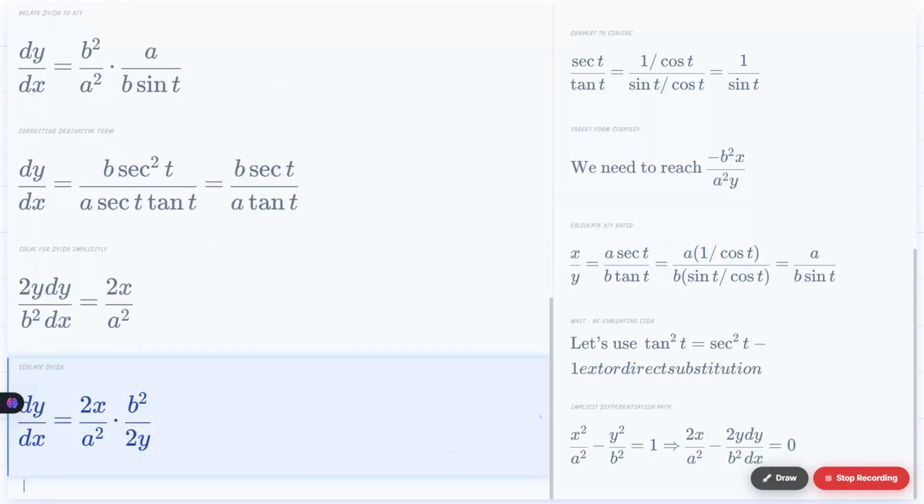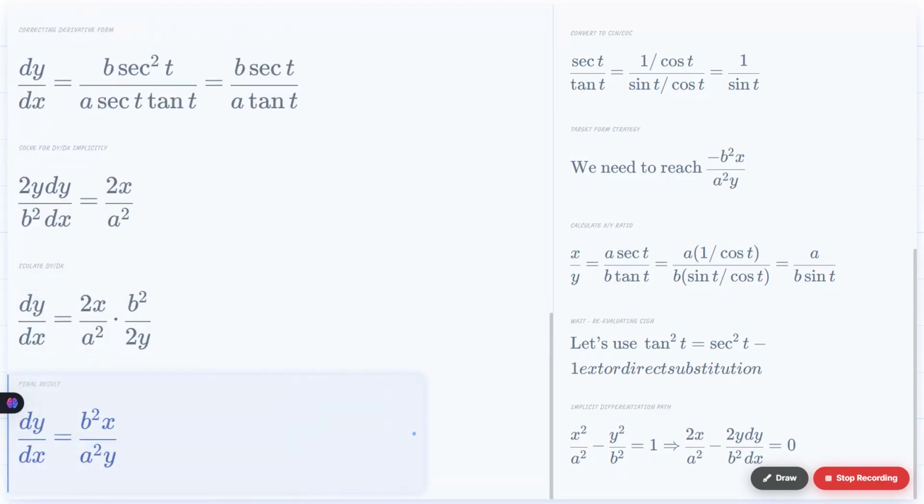We multiply both sides by y squared divided by 2. We do this to get dy divided by dx alone. Multiplying both sides by the same number keeps the equation balanced. We write the final answer as dy divided by dx equals x squared divided by y squared. We do this to show we finished the problem. This is our final result.